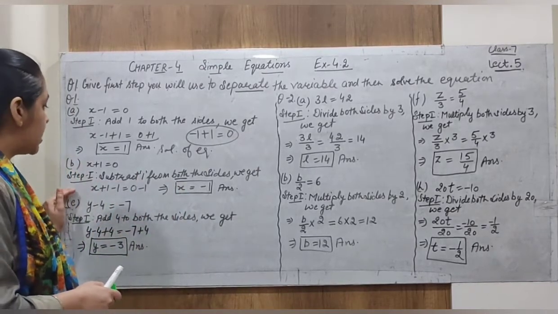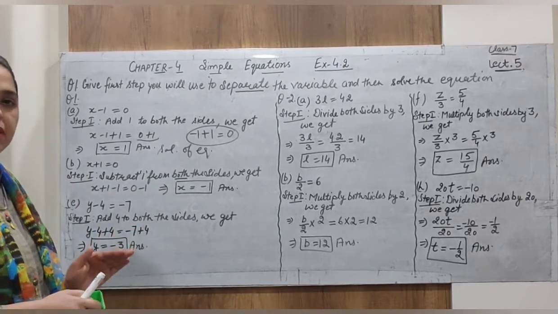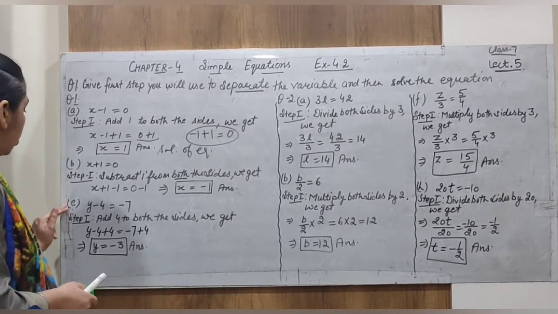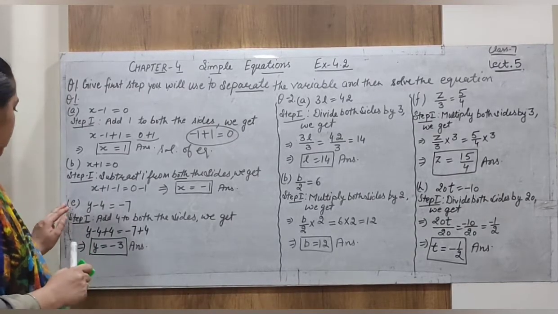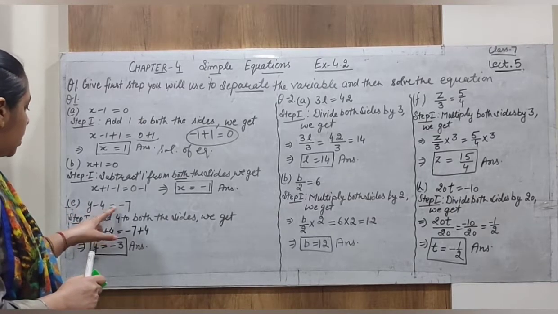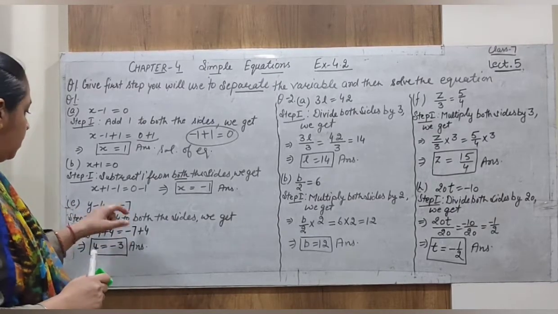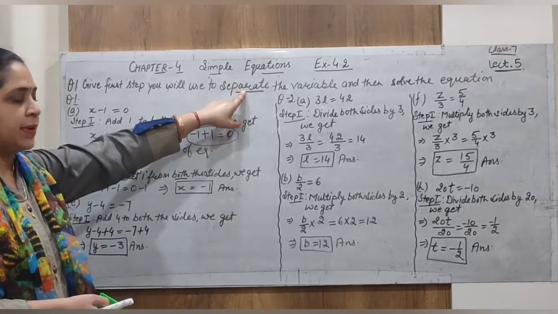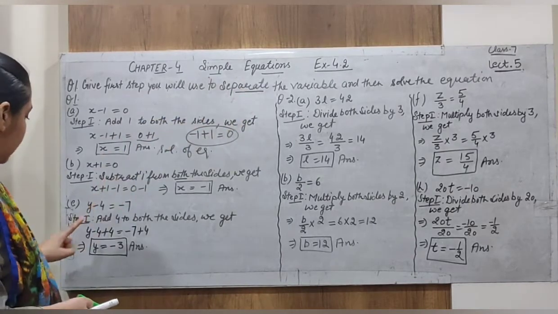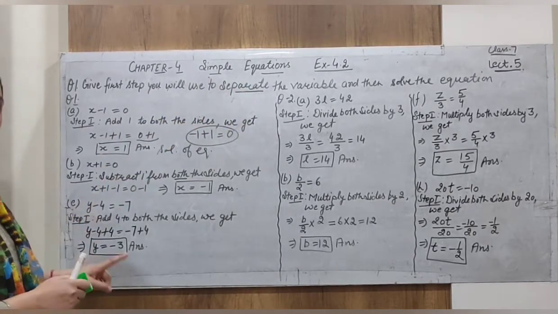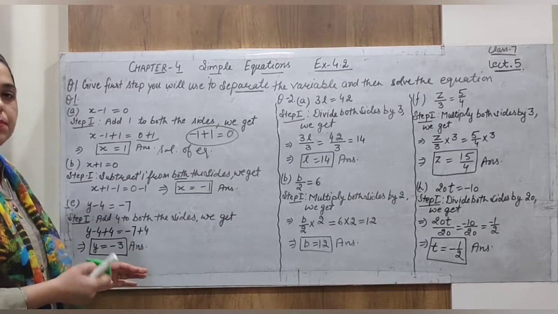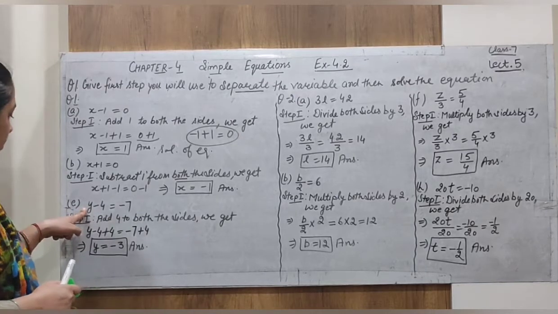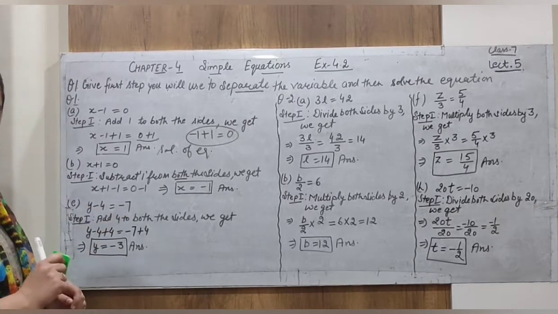So by using these steps, in only one step we can find out the value of the variable. Next, I have selected one more, that is part E of question 1. The question is y minus 4 is equal to minus 7. Now what is the first step? Again the first step is to separate the variable. Here the variable is y. A variable can be any alphabet: A, B, C, X, Y, any alphabet can be given.